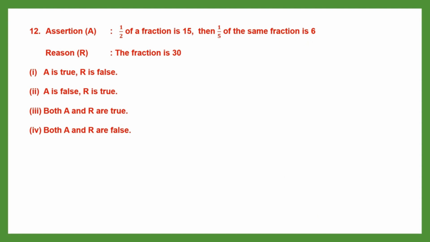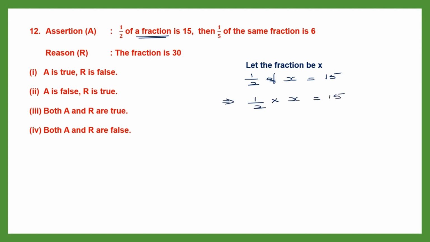So here it says 1 by 2 of a fraction. We don't know what the fraction is. So let the fraction be x, and that means 1 by 2 of x is 15. This is given to us in the question. So 1 by 2 of means multiplication, x is 15.